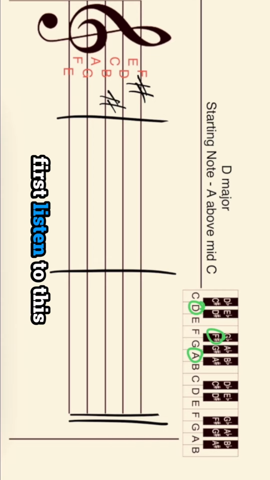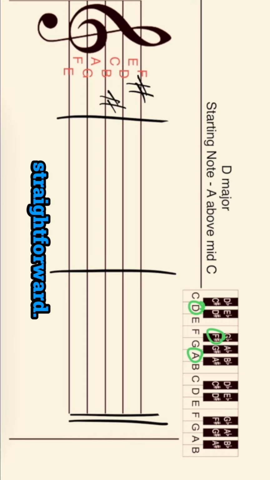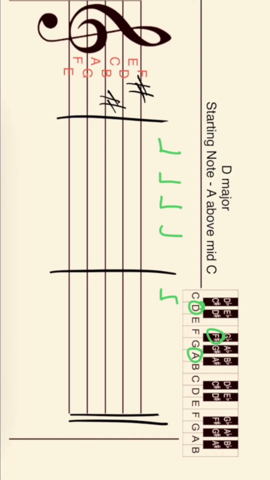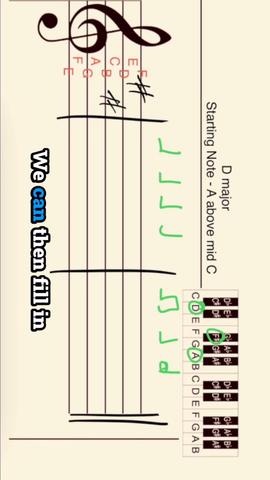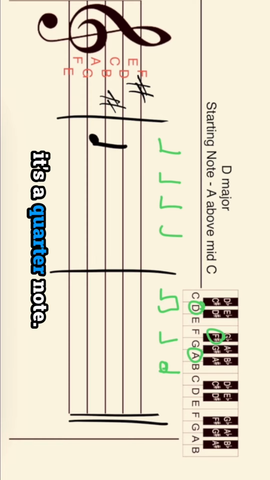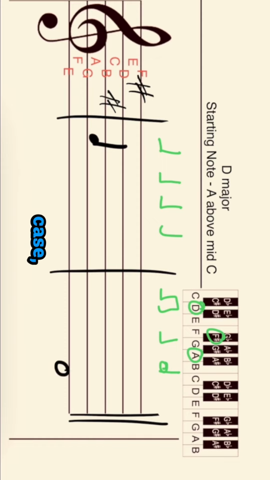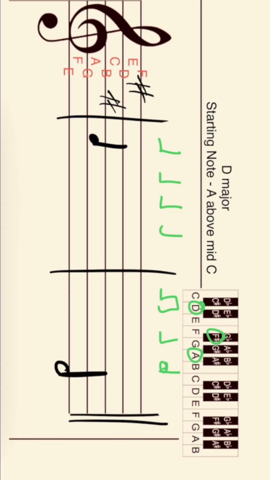So let's have our first listen to this example. So rhythmically, quite straightforward. We have quarter notes, eighth notes, and ending with our half note. We can then fill in some gaps. So we know that A above middle C is our starting note, and we know that it's a quarter note. We can hear it resolving at the end to our root, so our D in this case, and that will be a half note. Let's have a second listen and try and fill in some of these gaps.